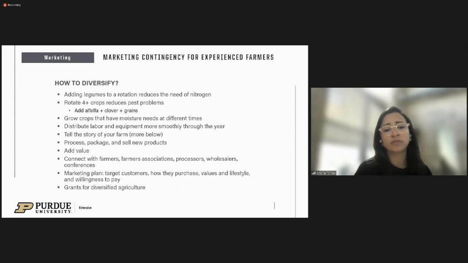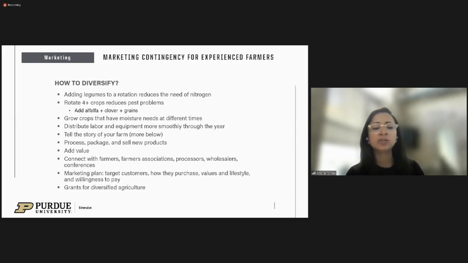Tell the story of your farm. More of it was related to social media. If you can process, package, and sell new products that may be yours or maybe supplied from other farmers, try to think about what the different packaging and labeling options are. Added value, as I said before, connect, and have a marketing plan. So the marketing plan that we talked about: the customers, trying to understand how they purchase, what their values are and their willingness to pay.